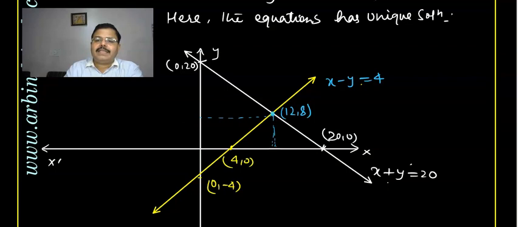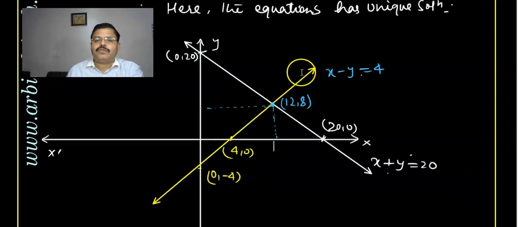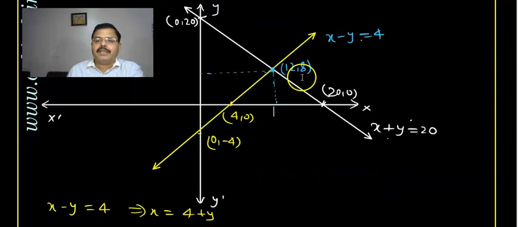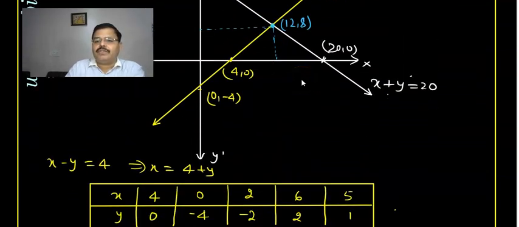So two lines have a unique solution if and only if they intersect each other, isn't it? If and only if they intersect each other, then there is a unique solution. And if they don't intersect anywhere, then there will be no solutions. So to have a unique solution, the lines must intersect. There will be one and only one common point, and this common point will be the solution. So if you plot in the graph, there will be a unique solution.